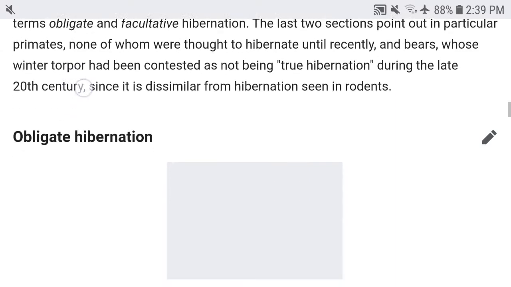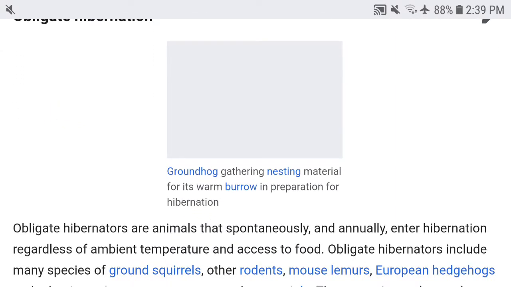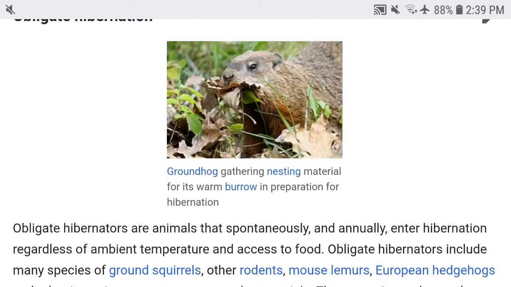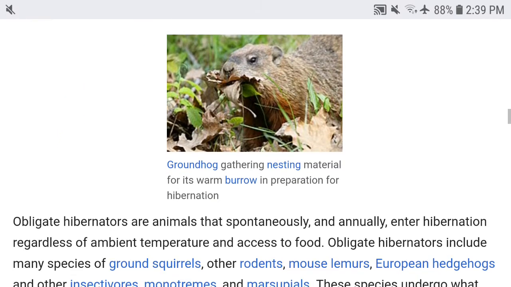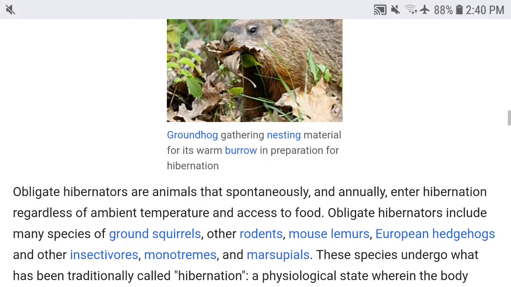Mammals, okay, obligate hibernation. Groundhog gathering nesting materials for its warm burrow in preparation for hibernation. Oh, it looks so cute actually. Okay, groundhog gathering the nesting material. I guess it's like dried leaf or something like that.